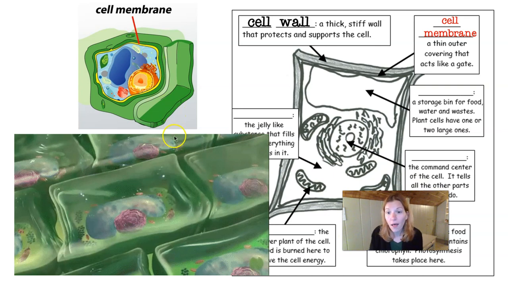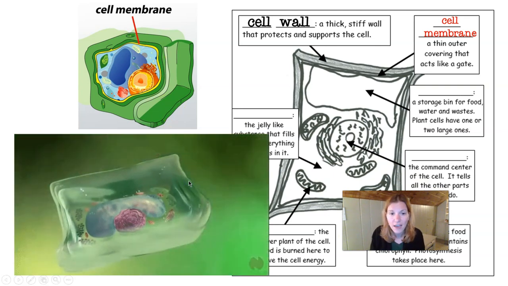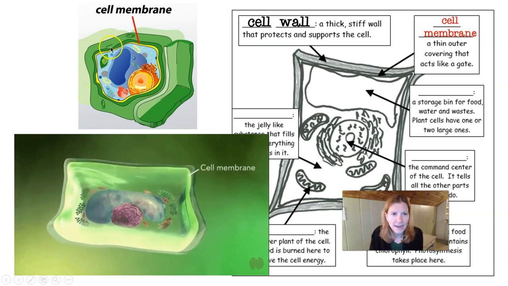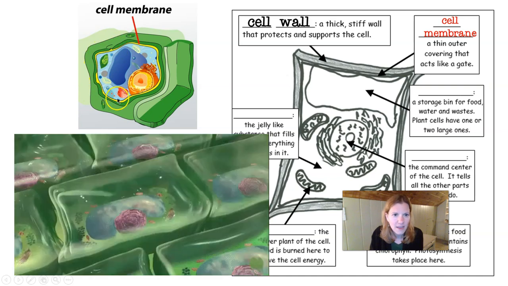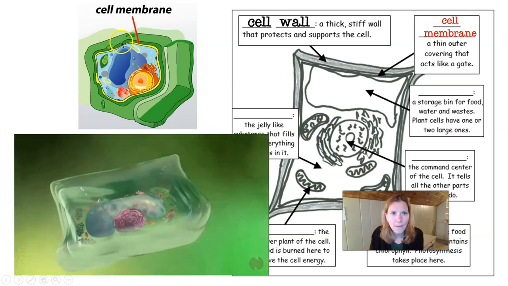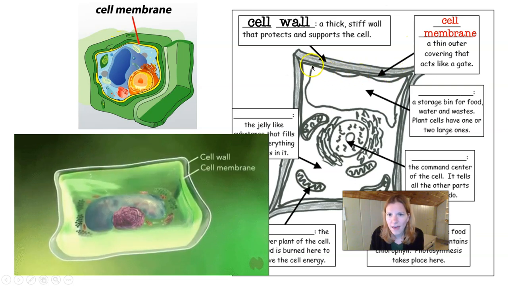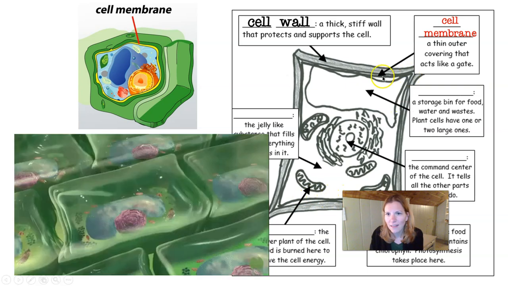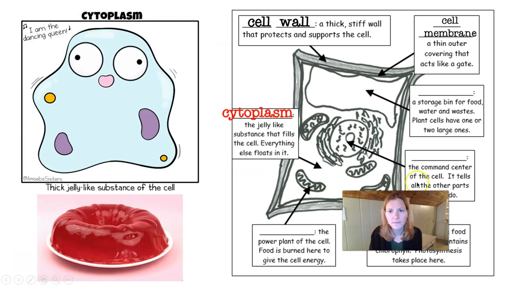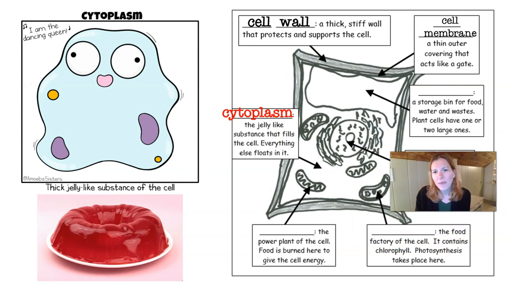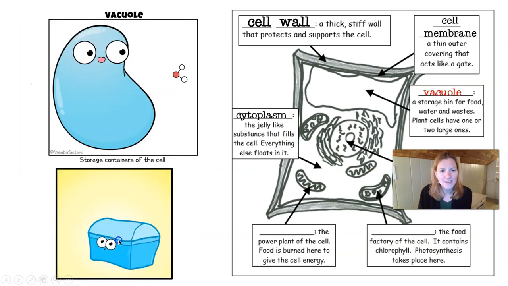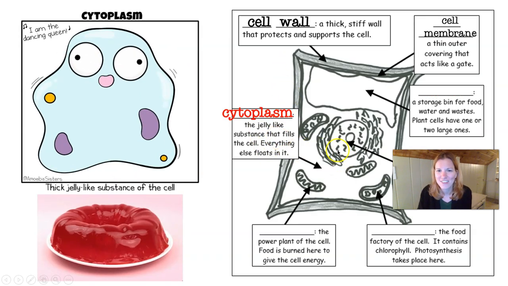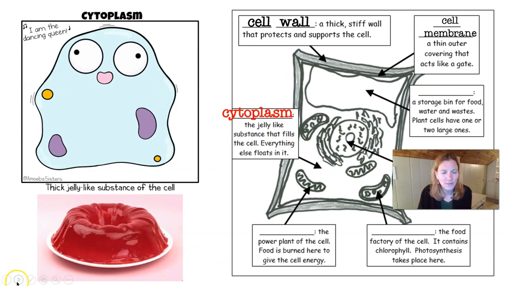Now, inside the cell wall, they have a cell membrane just like our animal cells. So the cell wall is on the outside, and then there's still that cell membrane on the inside. And the cell membrane is thin, and sometimes it's kind of hard to see because it's on the inside of that cell wall. But just like in an animal cell, it does act like a gate that lets stuff in and out. Then also, just like an animal cell, we have the cytoplasm that fills up the inside of the cell. That's the jelly-like substance that everything else floats in.